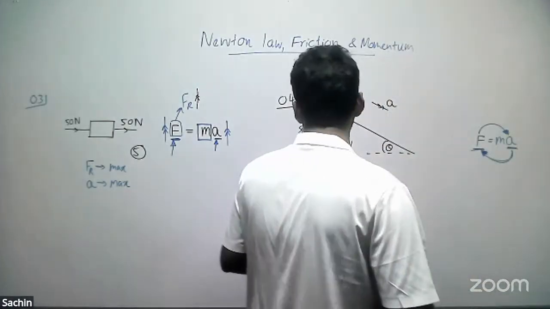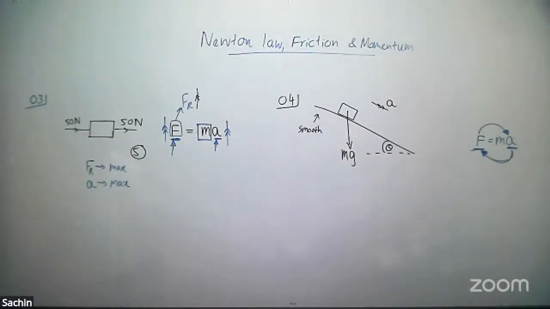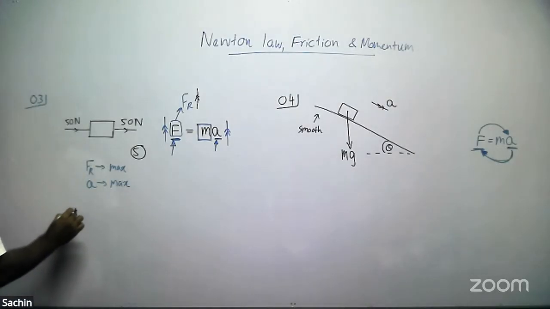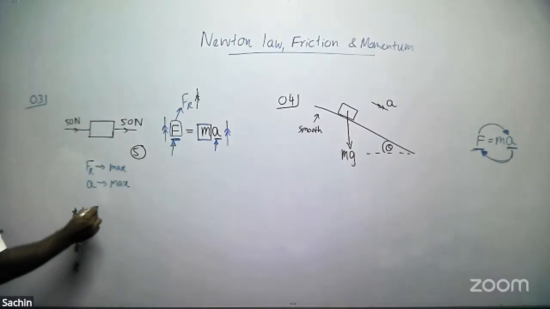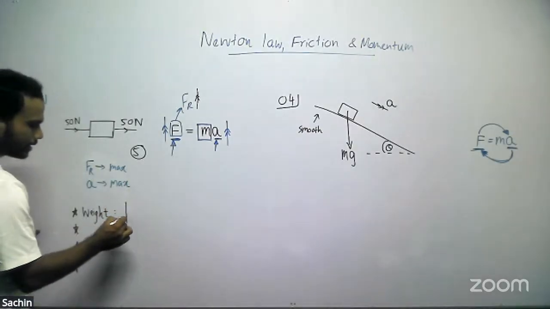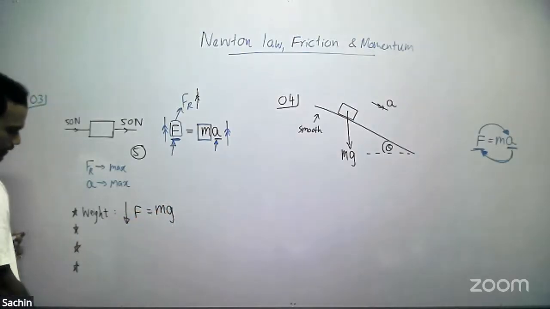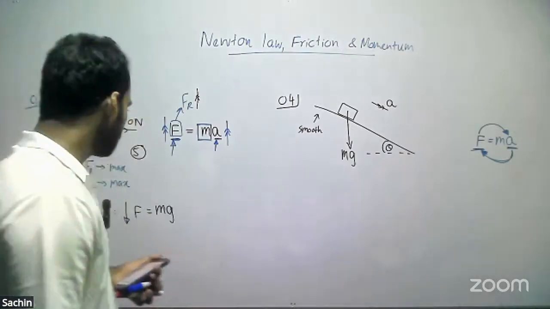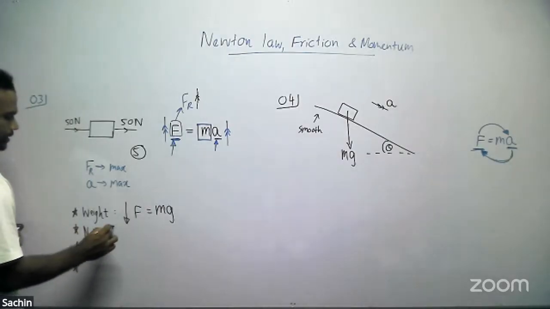I'll be giving a brief description of the forces which will be encountered in questions starting from this one. In mechanics, you will encounter 4 types of forces. First one is weight. Marking weight is not that hard. Weight is always acting downwards, and the magnitude you can calculate as F equal mg.